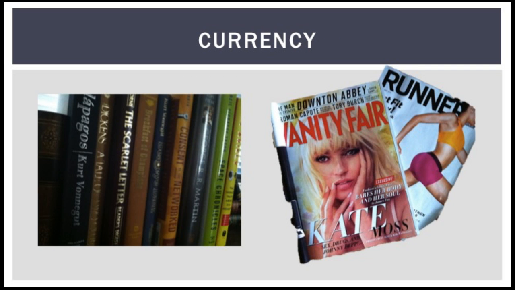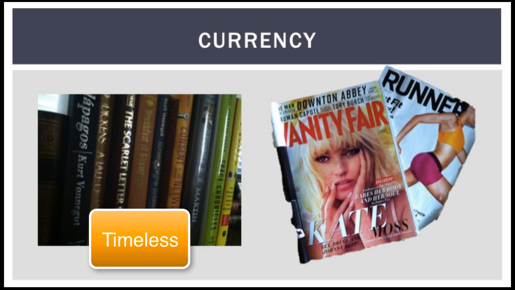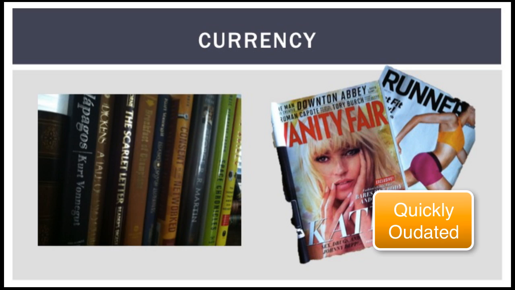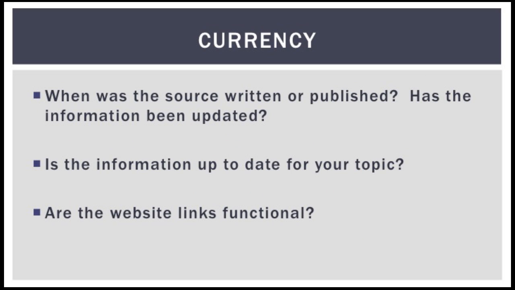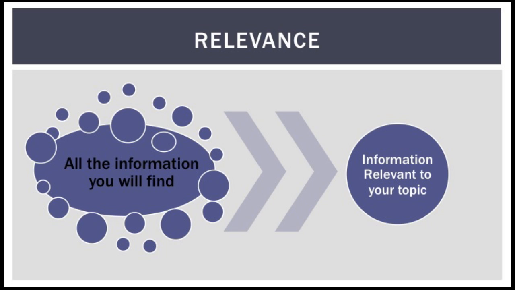First, we have currency. Currency refers to the timeliness of the information. Some classic literature is timeless, but some current popular literature becomes quickly outdated. To determine currency, ask, when was the source written or published? Has the information been updated? Is the information up to date for your topic? Are the links functional? On a website, dead links may indicate that the site is no longer maintained or kept up to date.